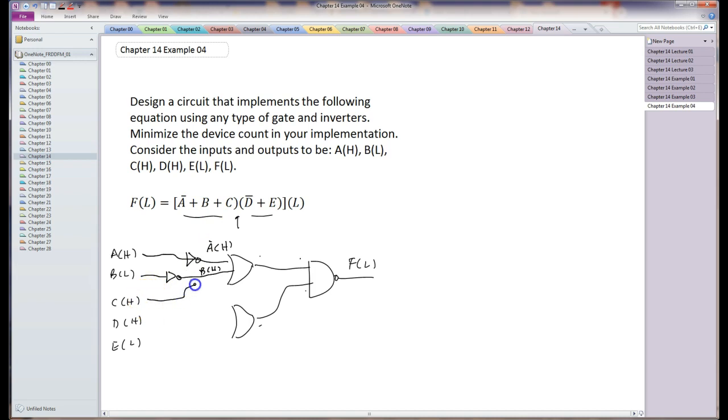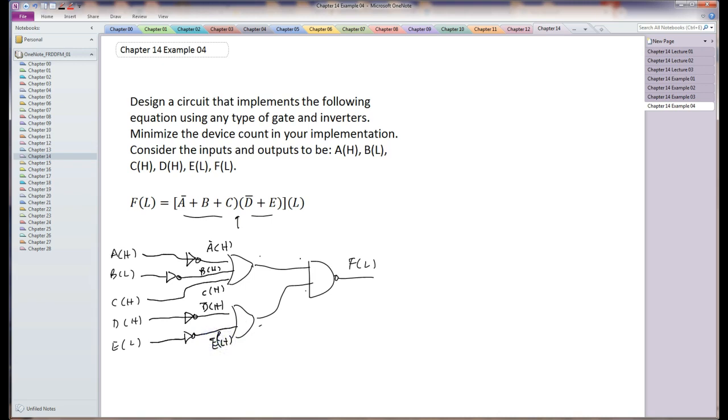C, I can see I can connect that directly. C sub high, looking good on that. D, we'll just connect it directly, and I can see that's not going to fly. I'm going to need an inverter on that, so this is going to be D not sub high. And E here, connected directly, I can tell it's not going to fly. So this is going to be E not sub high.